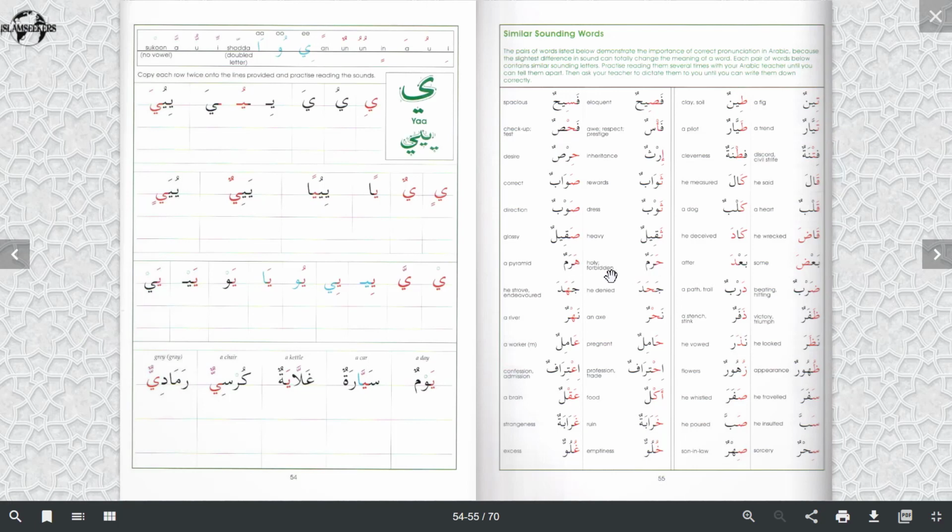Haramun. Holy or forbidden. Haramun. A pyramid. Jahada. He denied. Jahada. He strove or endeavored. Nahrun. An axe. Nahrun. A river. Hamilun. Pregnant. Aamilun. A male worker. Ihtirafun. A profession or trade. Ihtirafun. A confession or admission. Aklun. Food. Aqlun. A brain. Kharabatun. Ruin. Gharabatun. Strangeness. Khuluun. Emptiness. Ghuluun. Excess.